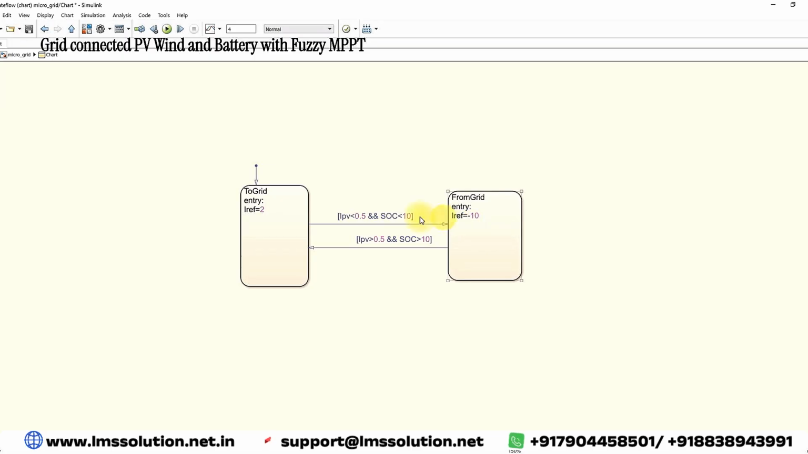When IPV is greater than 5 and the SOC is greater than 10 percent, we are supplying some power to the grid, and the current reference is up to some amps. For the condition IPV less than 0.5 and SOC less than 10, the current reference is minus 10 amps. That means the peak current we are taking is minus 10. When IPV is greater than 0.5 and SOC is greater than 10, the reference current is 2. That means we are sending power to the grid with a current peak of 2 amps.